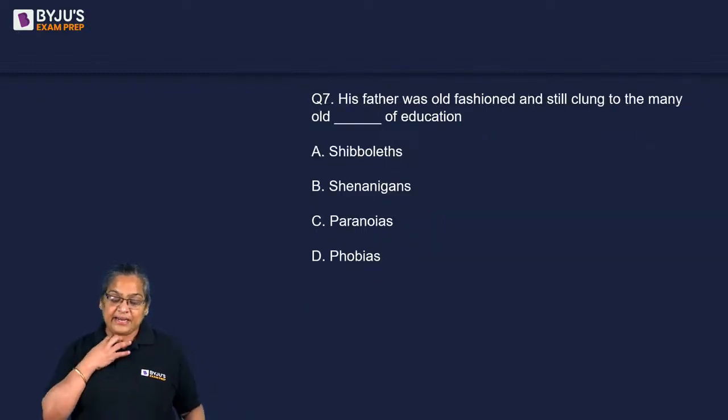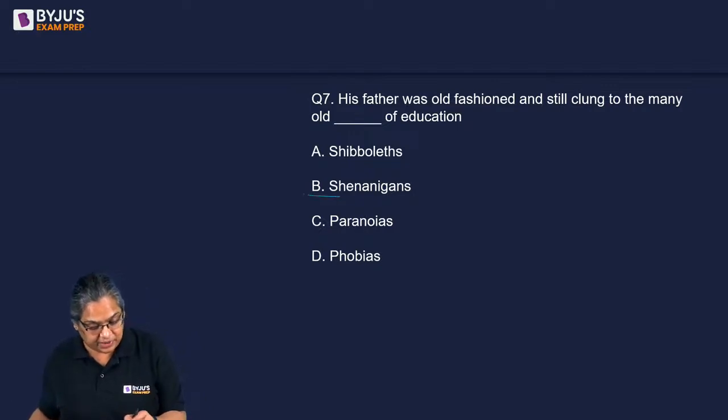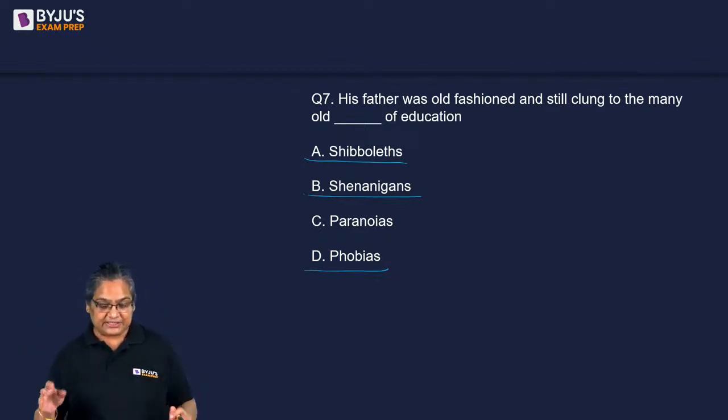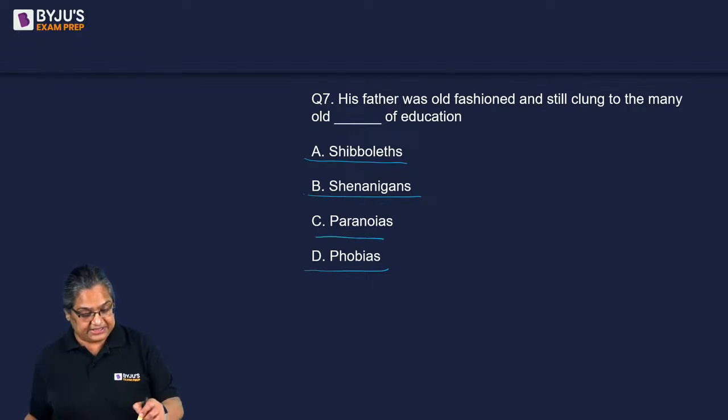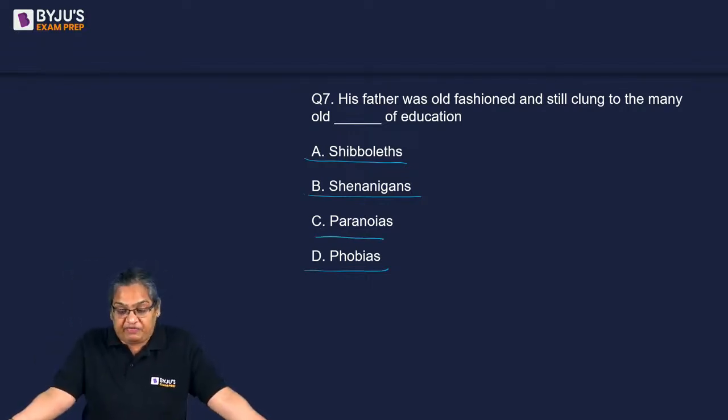Next. Again, I gave this word as one type of word, this as another, and so on. So I made my own sentence to make you know the difference between these. So all these words. His father was old-fashioned and still clung to the many old ___ of education. Guess, then I'll tell you the meanings of some of the words. All of them. All right, quickly tell me. Please mark the question number. Good. Virendra Singh thinks it's B. Let's take a guess. Don't know, paranoia, phobia can't be it, either shibboleth or shenanigan. So Virendra decided to mark B.